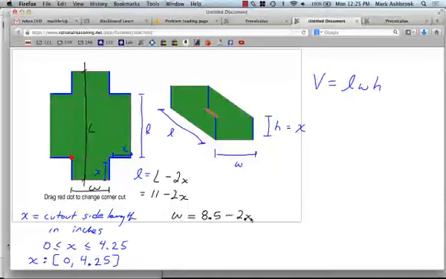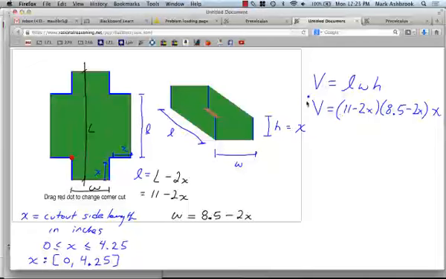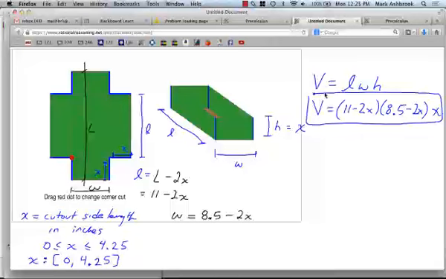11 minus 2x is our length, given a square cutout length. Our width is 8.5 minus 2x, and our height. So we've got a formula that gives us the volume of the resulting box in terms of whatever x we cut out of the square. So that x can take on all values between 0 and 4.25. Say it takes on 2.5. Cut out squares of 2.5, plug 2.5 into the volume equation. It'll give you the volume of the resulting box.